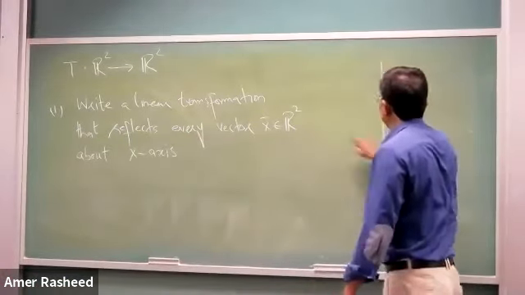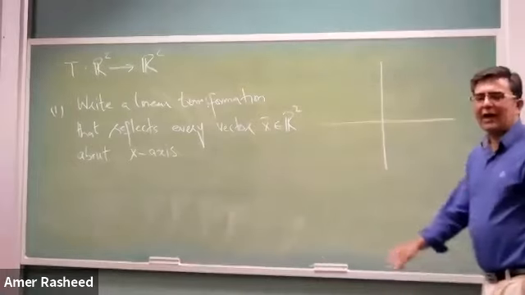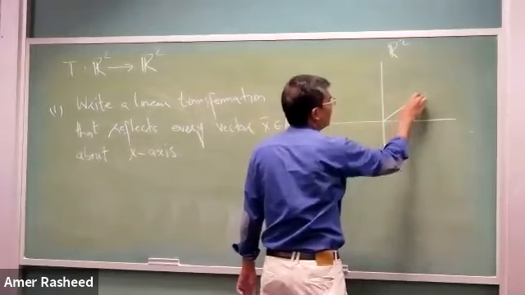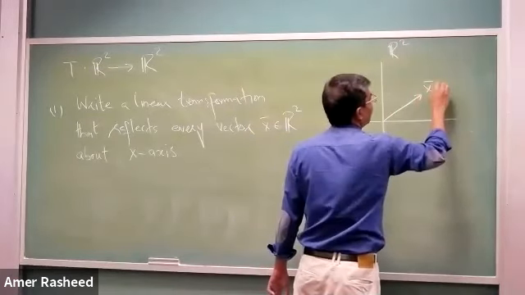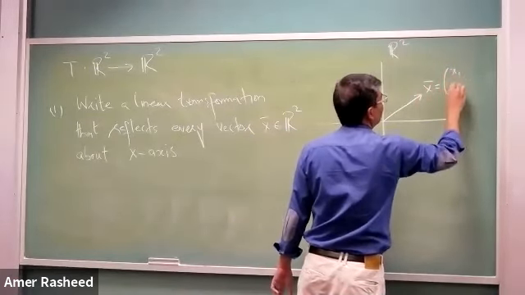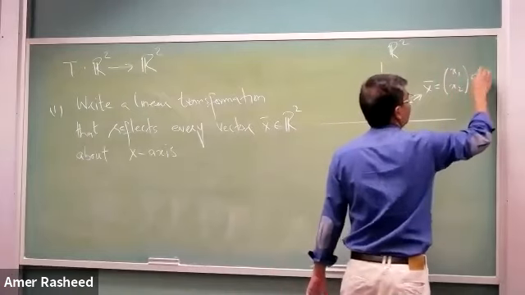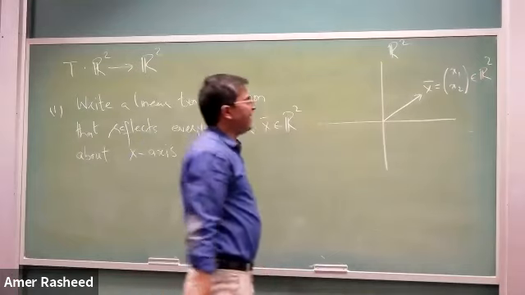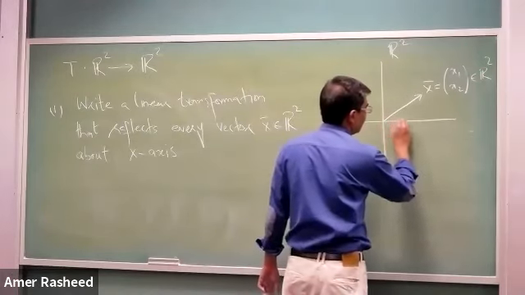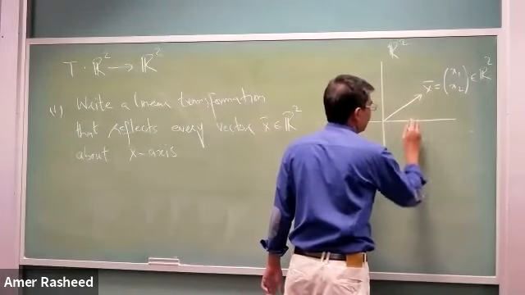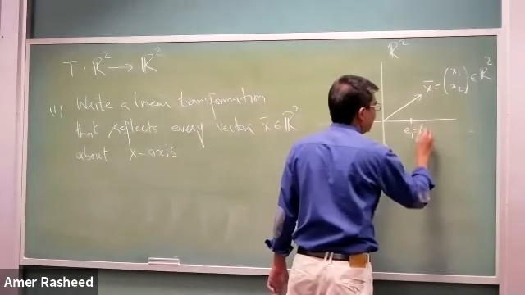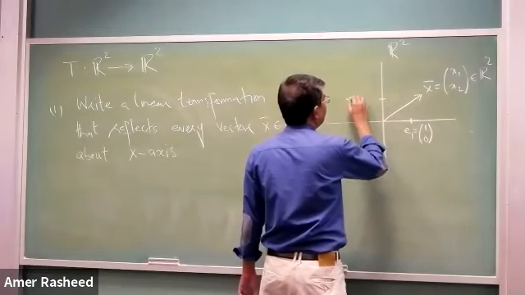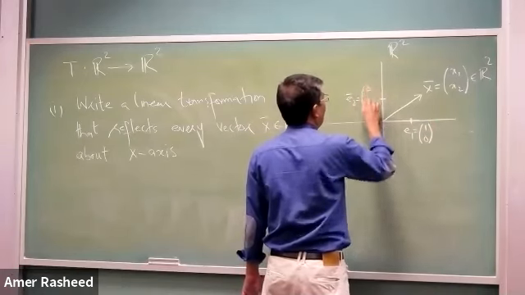Now, we have to look at R2. This is your R2. And for example, this is any vector in R2. Now, we look at the standard basic unit vectors here. This one is your E1, which is the standard unit vector 1, 0. And this is your E2, which is the standard unit vector 0, 1.